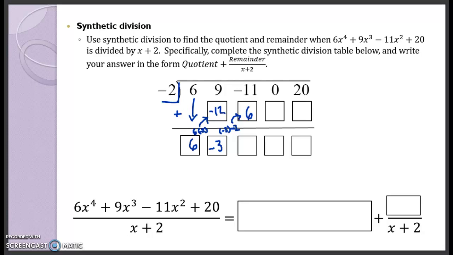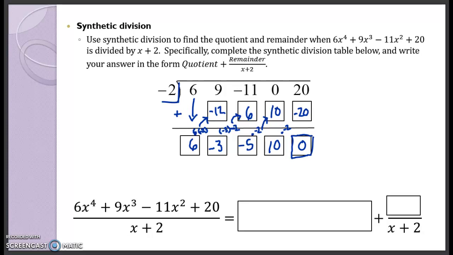Negative 11 plus 6 is negative 5. Now we take negative 5, multiply that by negative 2, and put that in the box. We're going to get a positive 10. 0 plus 10 is 10. 10 times negative 2 is negative 20. 20 minus 20 is 0. So we get a remainder of 0, right?